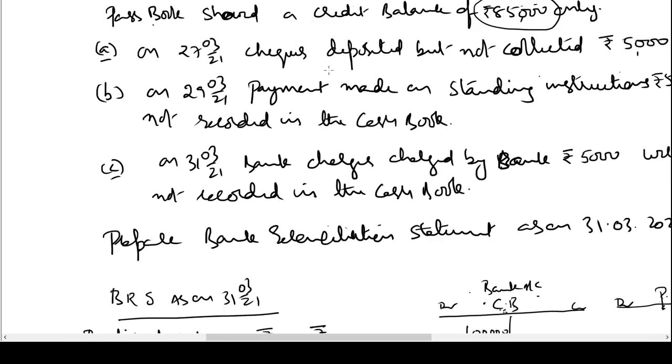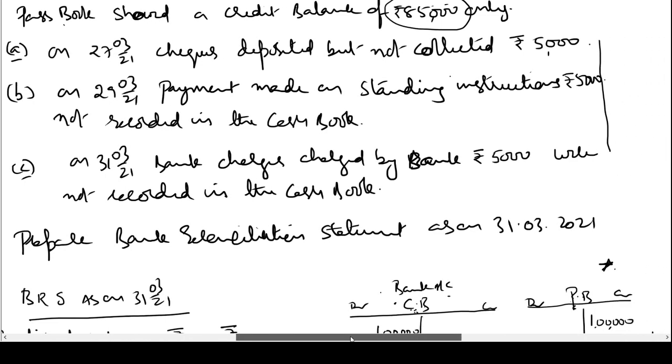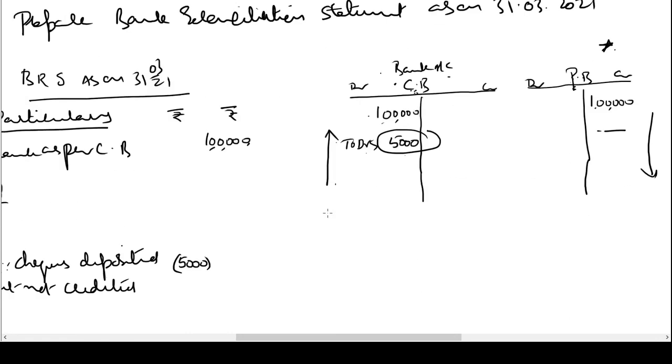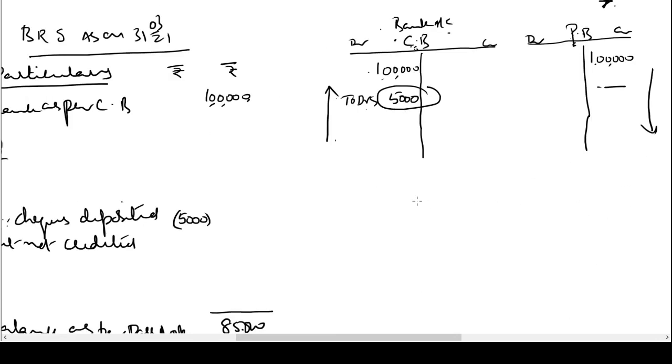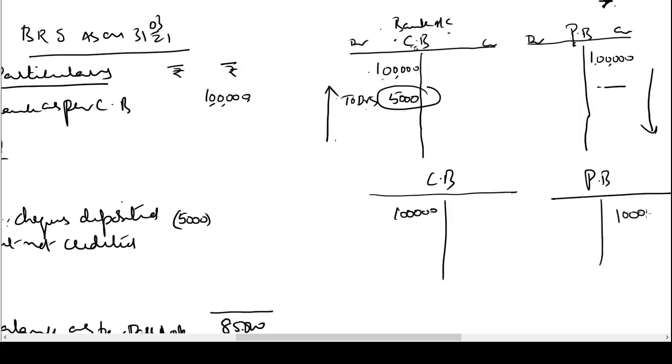On 29th March 21, bank made some payments on standing instructions, rupees 5,000, not recorded in the cash book. Now we have to again prepare our working notes. This is my cash book. I'll start with 1 lakh. Passbook, I'll also start with 1 lakh. See, this 1 lakh will not have a difference. Even if you put 10 lakhs and 10 lakhs here, there will not be a difference in our ultimate solution. This is only to say that we are having a debit balance and we are having a credit balance in passbook.